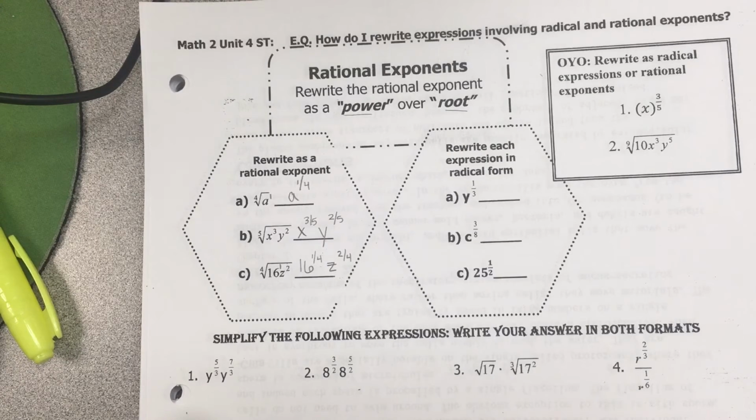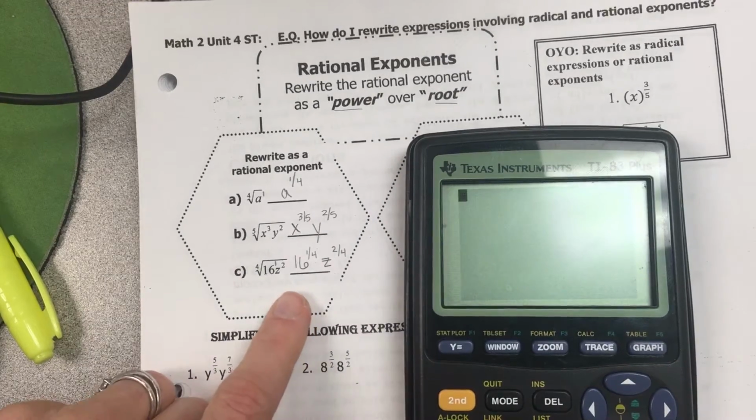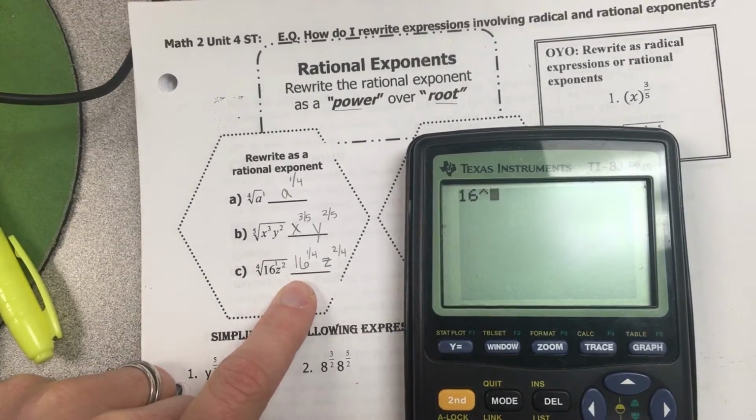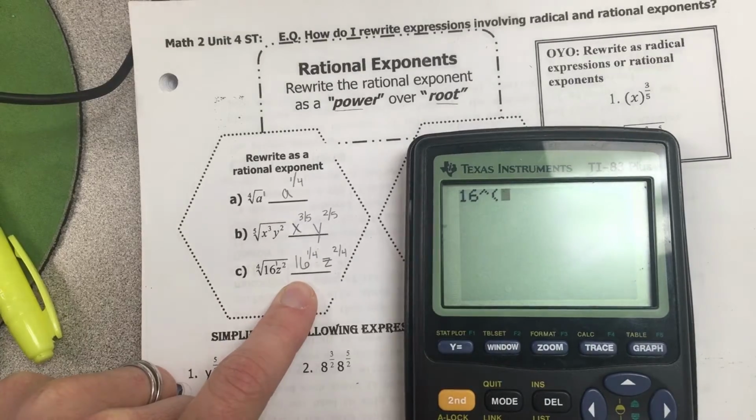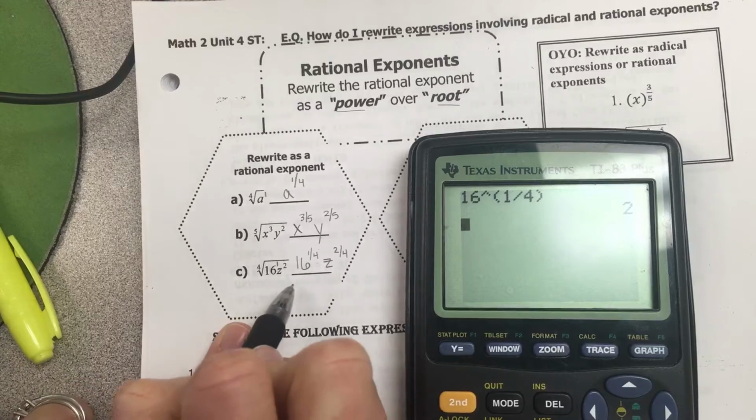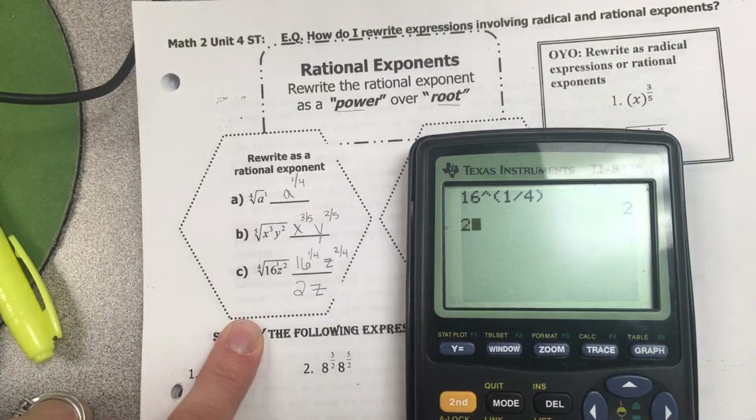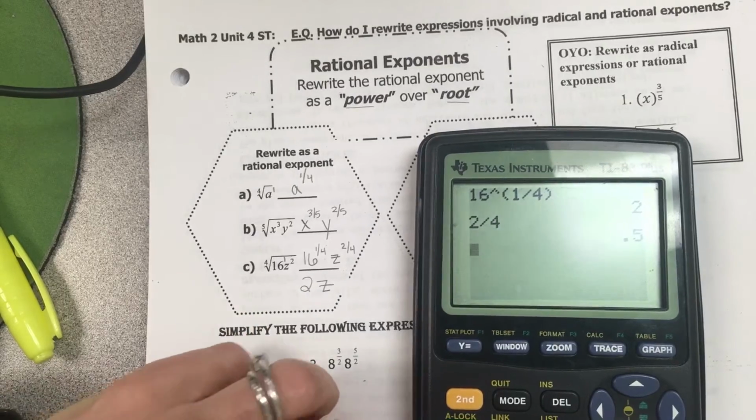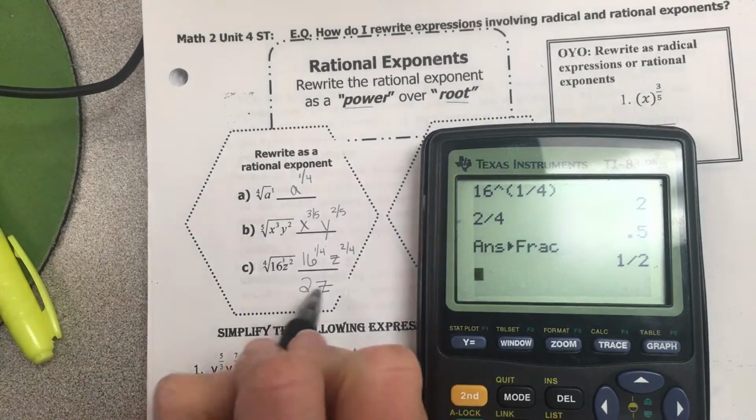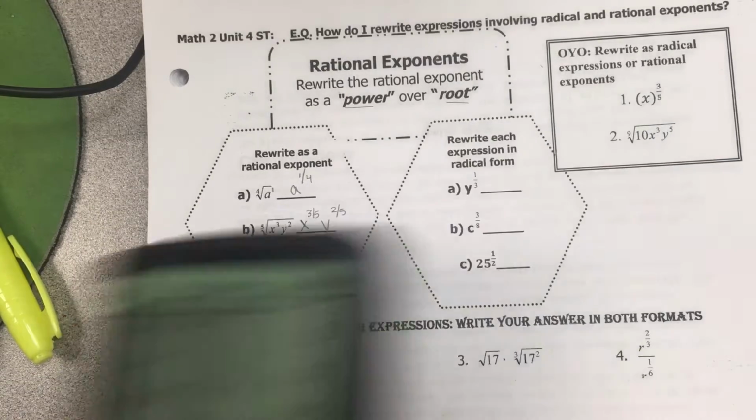So if you type it in your calculator, 16 to the, remember you gotta use parentheses around fractions, to the 1/4, you get 2. And then 2 over 4 reduces to, you go math, enter, reduces to 1/2. So that is your answer for that one.